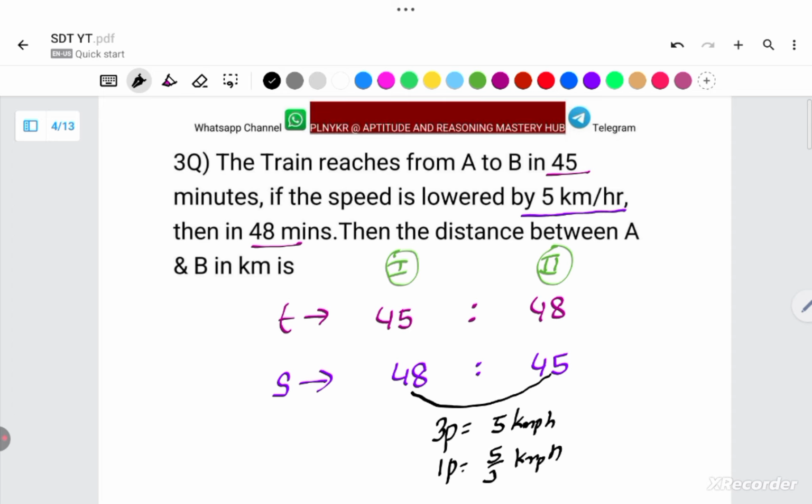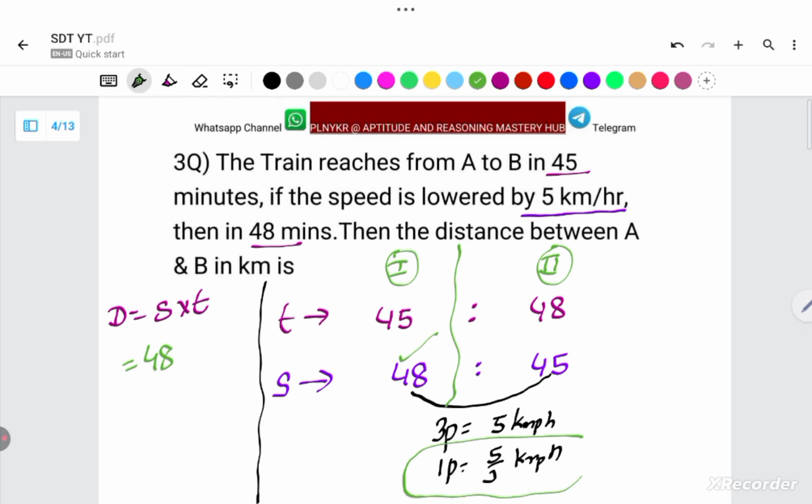Now the question is clearly asking to find the distance. We know that distance is equal to speed into time. We can take the values of either the first case or the second case. Now coming to the first one. In the first case, the ratio of speed is 48 parts. We know that 1 part equals 5 by 3 km per hour.